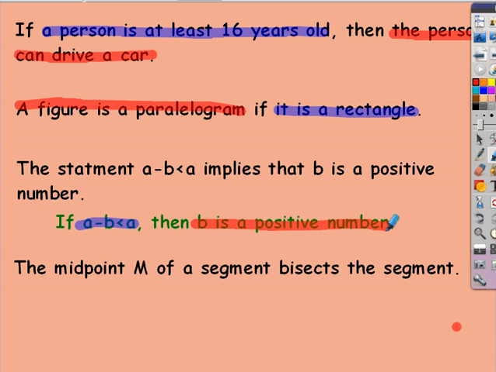This is not an easy process in terms of rewriting a statement in an if-then form. It takes practice. And it takes time. There's no formula. There's no easy way. You're just going to have to kind of look at it.